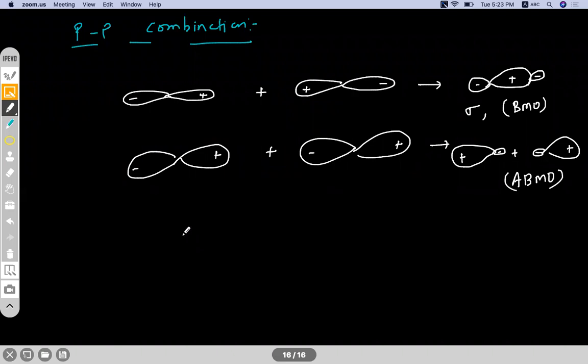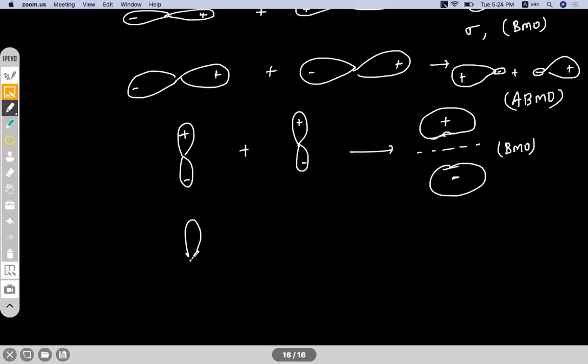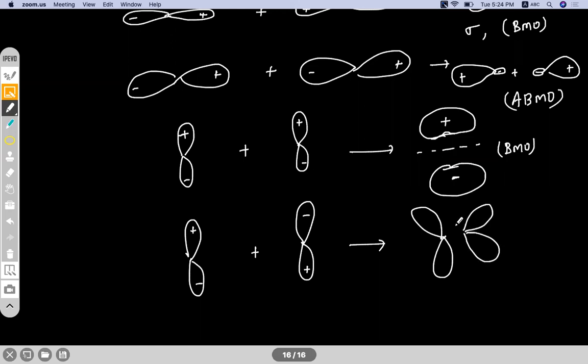If you have a pi combination here, plus, plus, minus, minus, same phase, plus combines with plus, so we'll have this. And we have an electron cloud like this, negative sign. This is BMO again, because plus combines with plus. When plus combines with minus, plus, minus, minus, plus, this is the nodal plane.